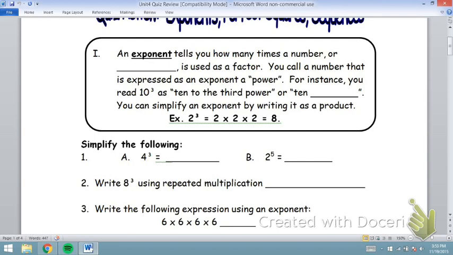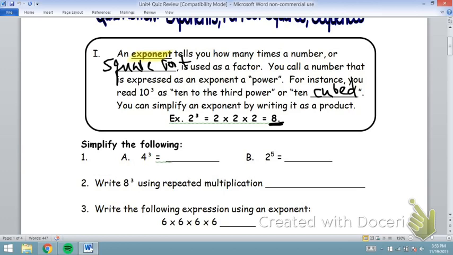Okay. So starting off, talking about exponents, an exponent tells you how many times a number or square root is used as a factor. You call a number that is expressed as an exponent a power. For instance, you read 10 cubed as 10 to the third power or 10 cubed because it has the little 3 as the exponent. And you can simplify an exponent by writing it as a product. So meaning you solve it.